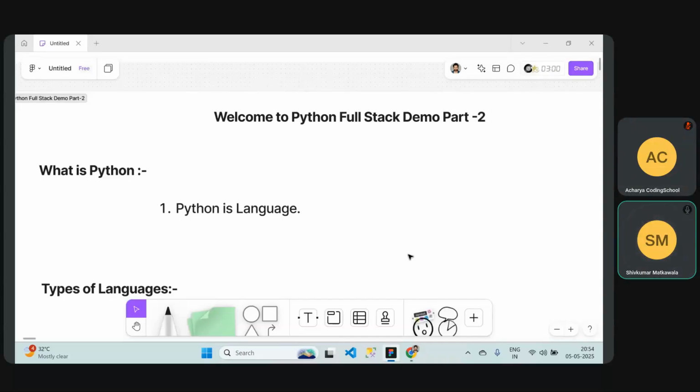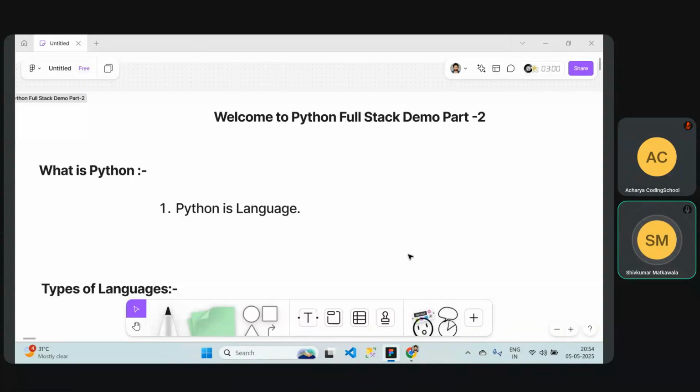Welcome back guys for this second session of Python full stack demo. In this demo we will try to understand what is Python. In last demo we tried to understand what is full stack. I hope now everyone is clear about what is full stack. So in this demo we will try to understand what type of language is Python, what is Python.